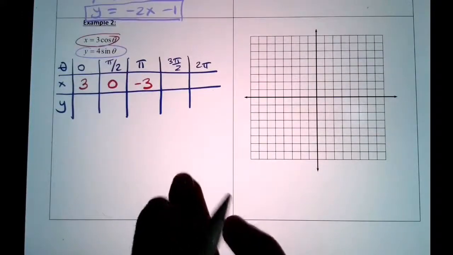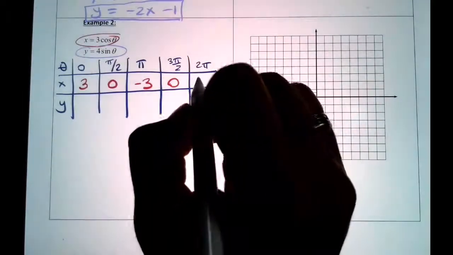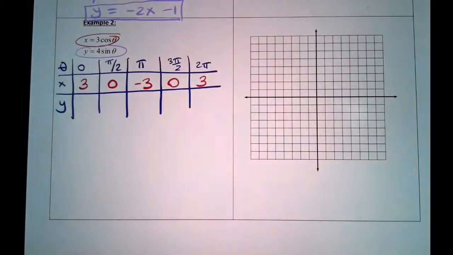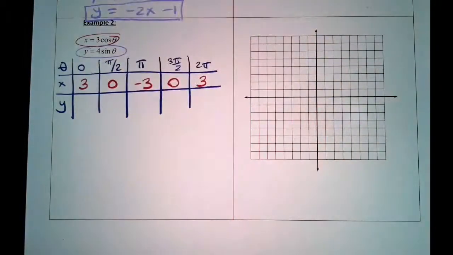And the cosine of 3 pi over 2 is a 0 again, so 3 times 0 is 0. And at 2 pi, we're kind of back where we started. Cosine of 2 pi is also 1, so 3 times 1 would be 3. And then I'll dig in here and handle all the y values.